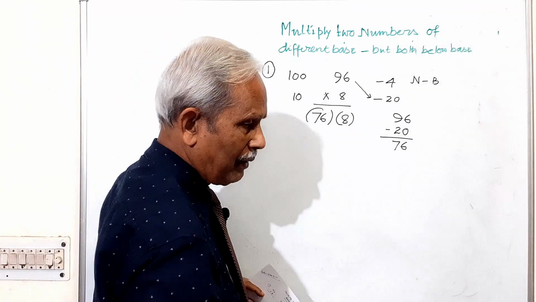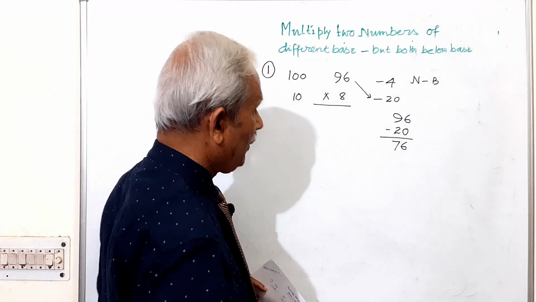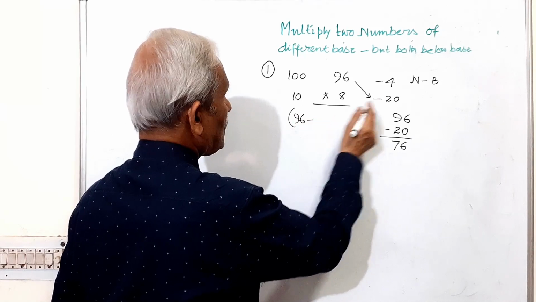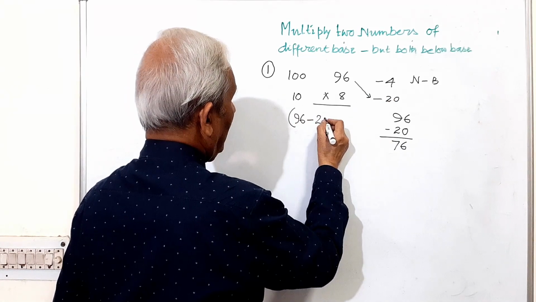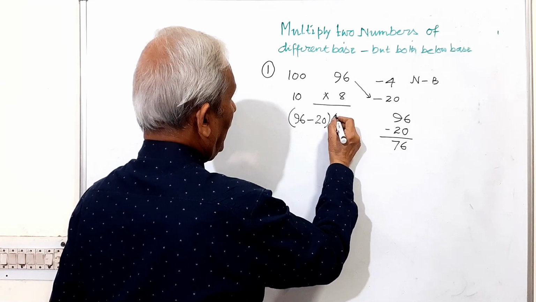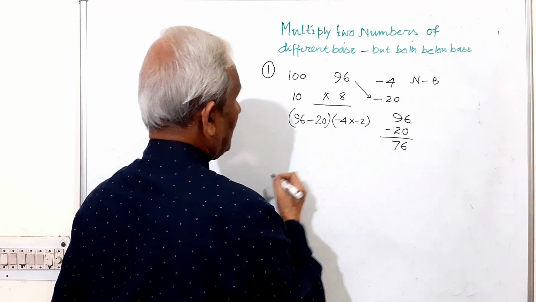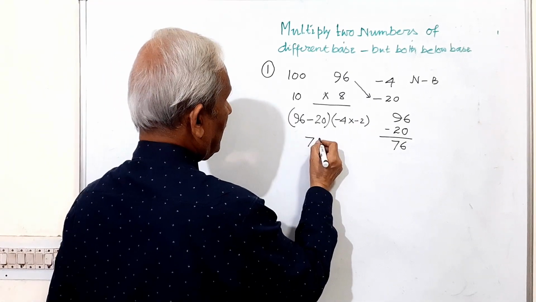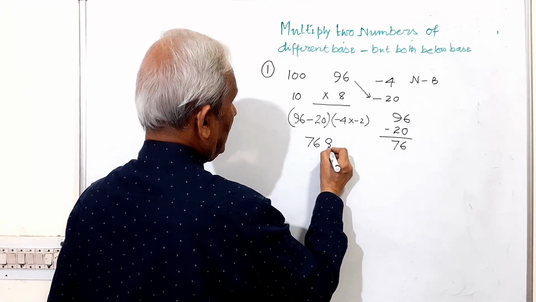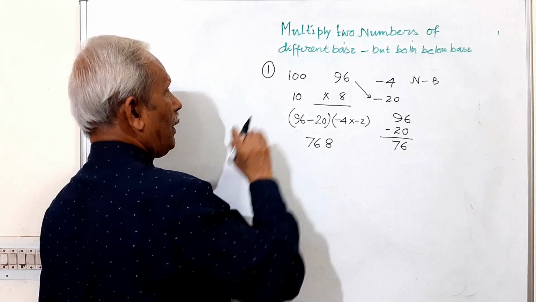So if I write it like this for your understanding, the first part of the answer is 96 minus 20. And the second part of the answer is minus 4 into minus 2. So here it is 76, and 4 into 2 is what? How much? 8. 768 is the answer.